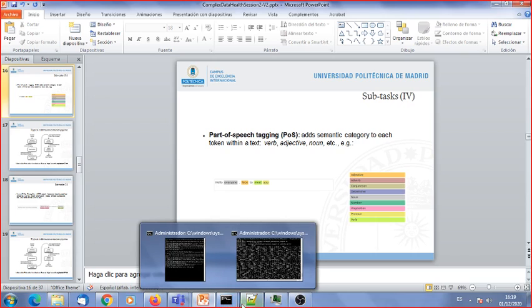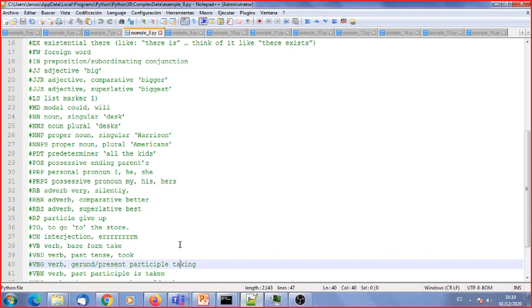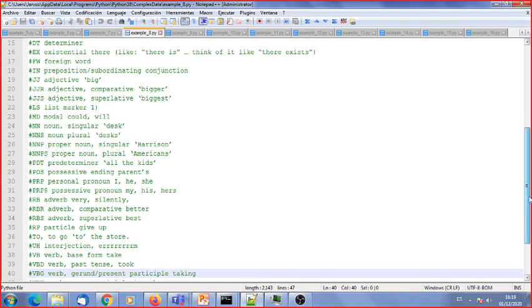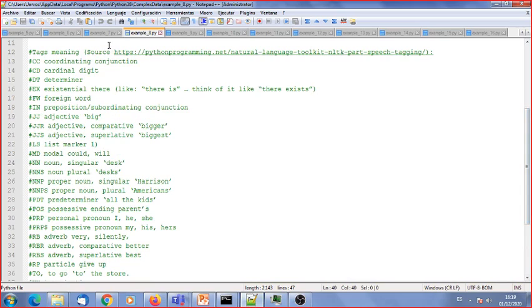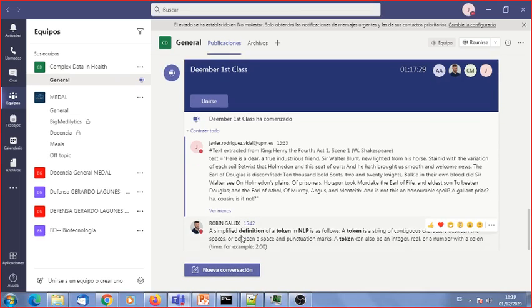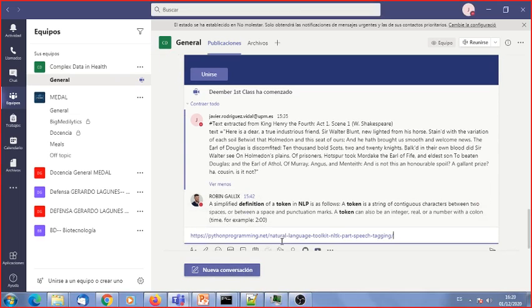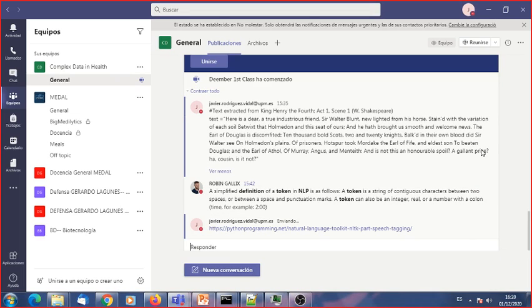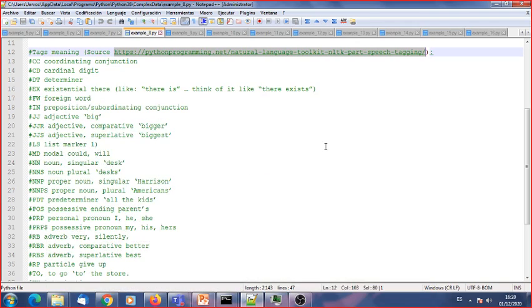Can we get that list from Python too? Is there a command to get the meanings? They are on the web page, right? I have the web page. I will share it in the chat. Give me a moment. Now here you have the definition of the tags. Okay, thank you. You're welcome.